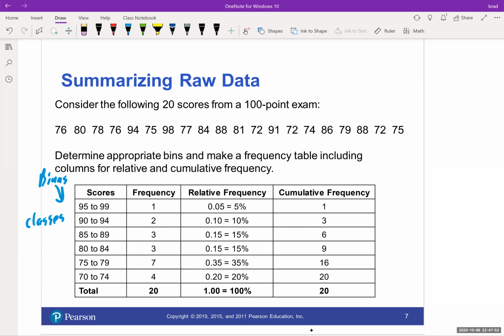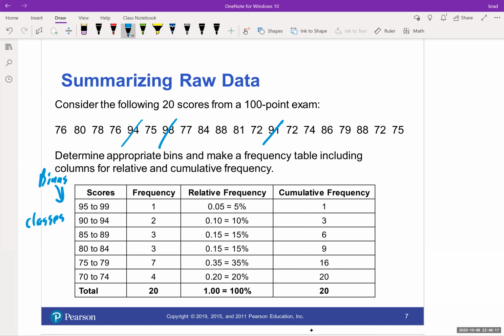Okay. And what they're telling you is the scores from 95 to 99. So let's find a 95 to 99 right there. There's a 98, and that's the only one I see. So they put a 1. Now let's go from 90 to 94. So let's see here. Here's a 94. That's 1. And then here's a 91. So that's 2. I don't see any others. So that's why they put 2.